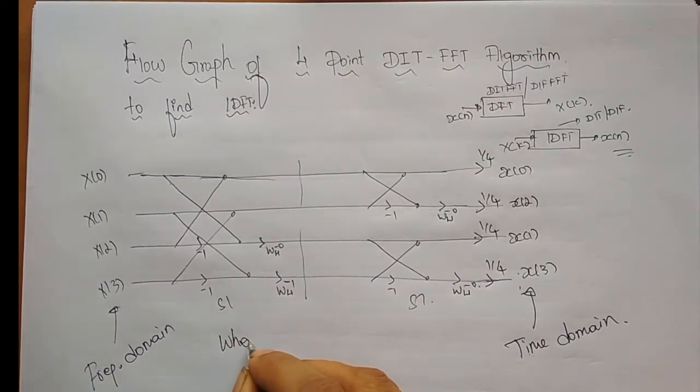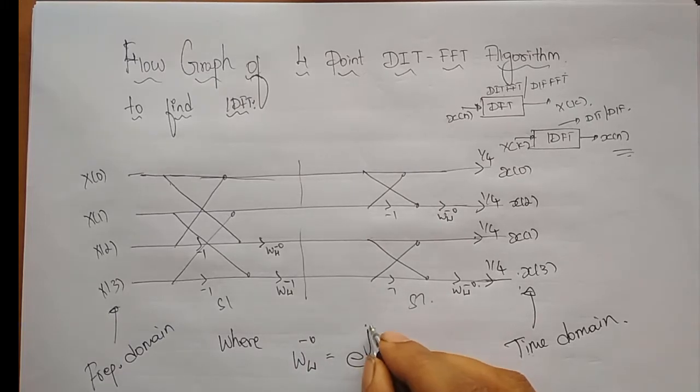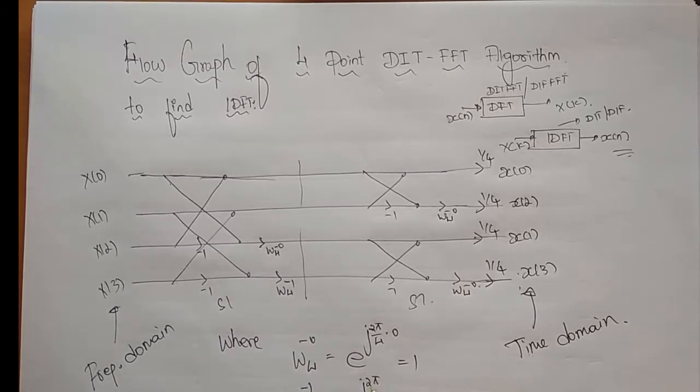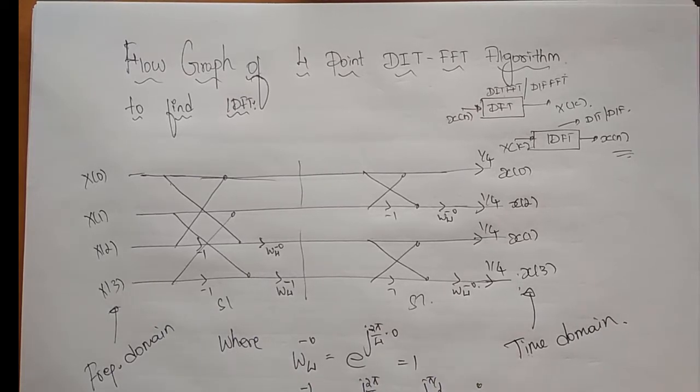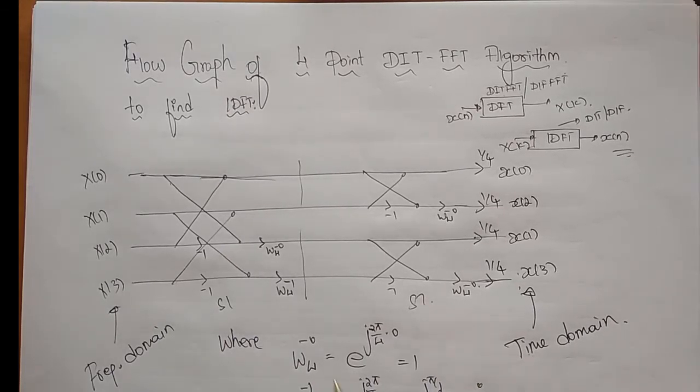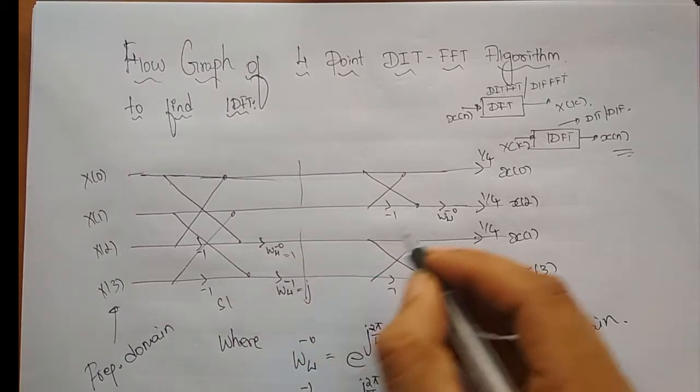So where W4 power -0 is what? e power j 2 pi by 4 into 0, which is equal to 1. W4 power -1 is e power j 2 pi by 4, which is equal to e power j pi by 2, which is j. Okay, so this value will be j and these values will be 1.